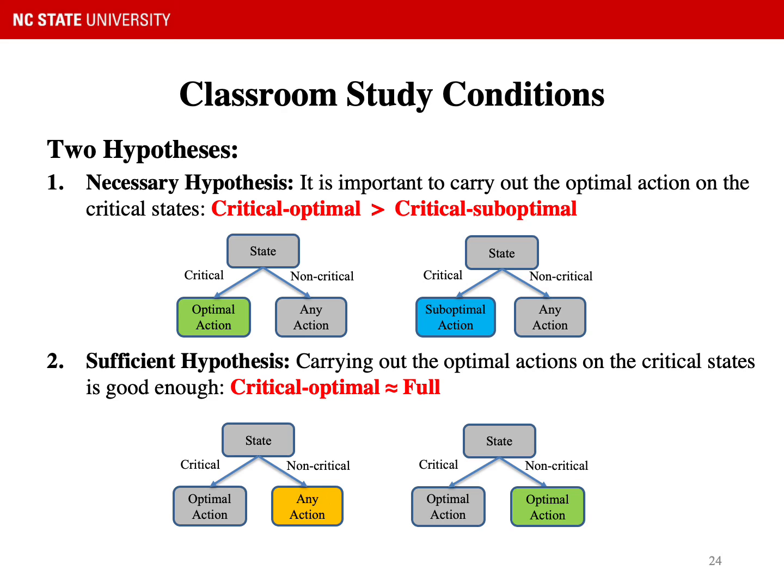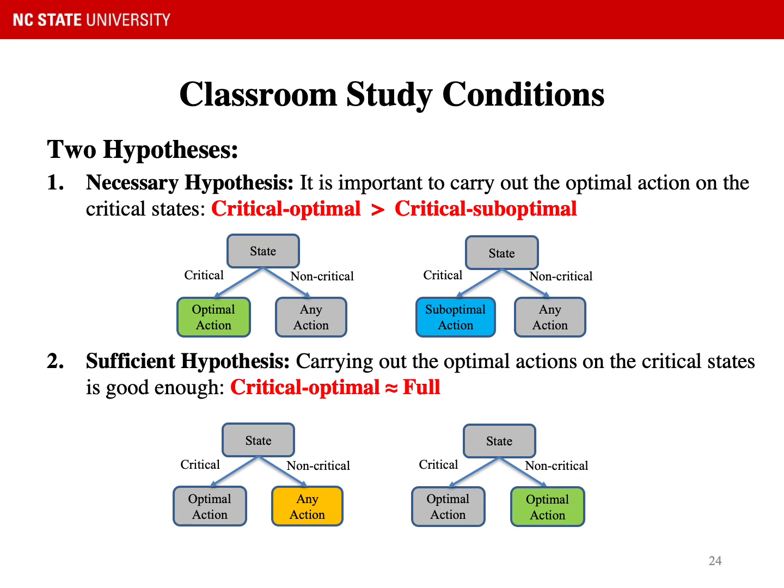To test the sufficient hypothesis, we compared the critical optimal policy against a full RL policy, which always takes optimal actions on every state. If the sufficient hypothesis is valid, that is, as long as the policy takes optimal actions on the critical states, it is good enough, so we expect the critical optimal policy to perform similarly to the full policy.